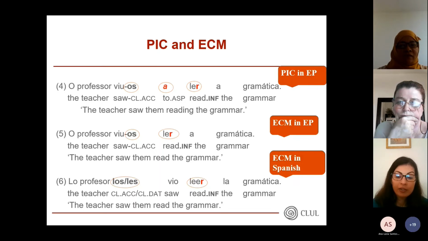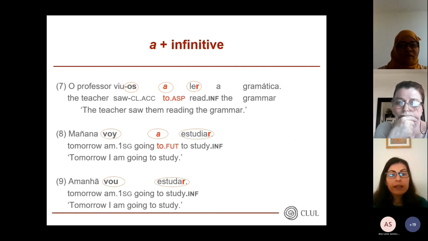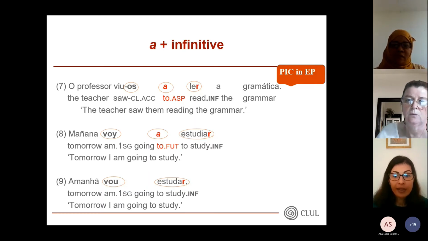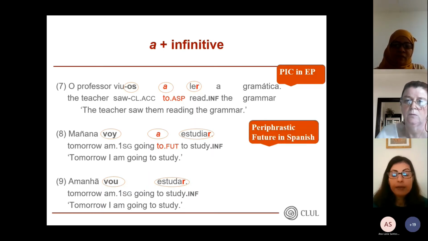Furthermore, an additional difficulty that Spanish speakers may find in the acquisition of the PIC is that Spanish also has a structure with the sequence of the preposition a plus an infinitive. So again, we have here the PIC in Portuguese, but in Spanish, the preposition a appears in a different structure with a different value, the periphrastic future. Here, this preposition does not have an aspectual feature associated. It's an expression of tense.